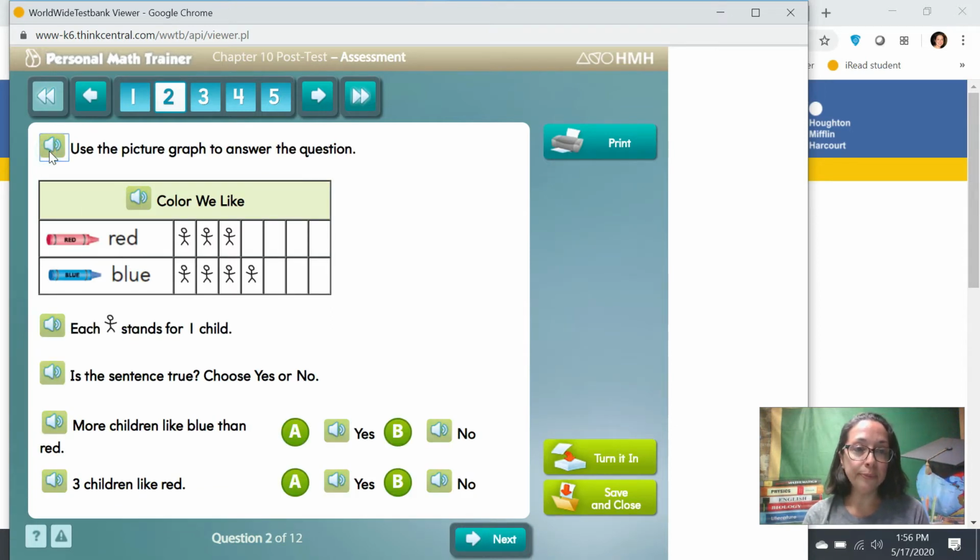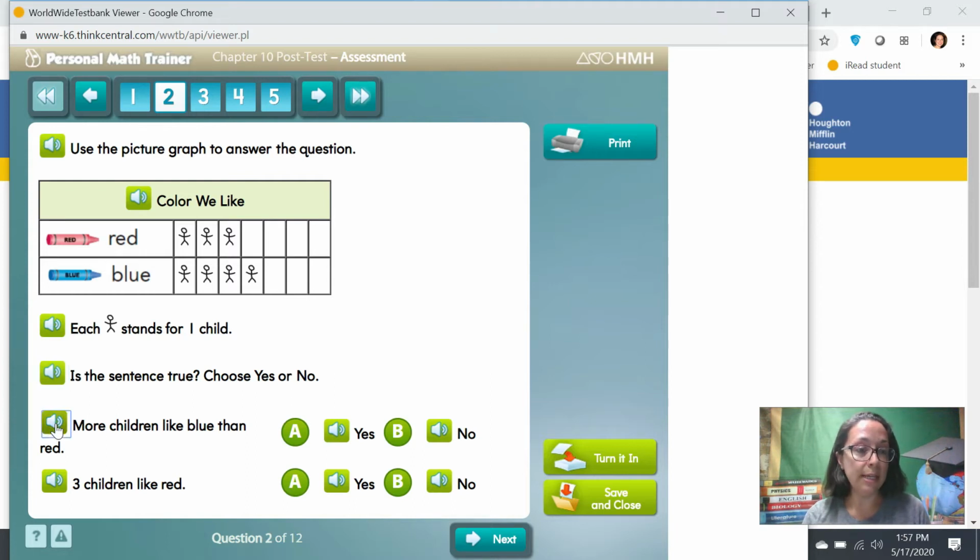Use the picture graph to answer the question. Okay, so we have the same graph. Es la misma gráfica, or at least it's the same type of graph. Es el mismo tipo de gráfica. Same thing. But this time the questions are different. Es diferente pregunta. Is the sentence true? Choose yes or no. Okay, so hay dos preguntas y tienen que escoger sí o no para cada una. Remember, there are 2 questions that we have to answer here. Each one you're going to answer either yes or no.